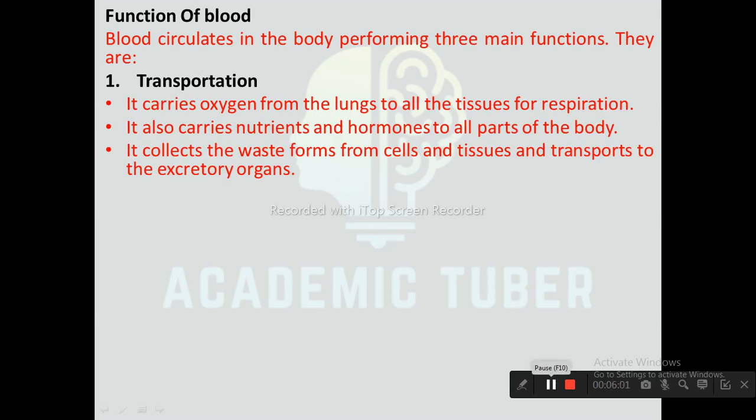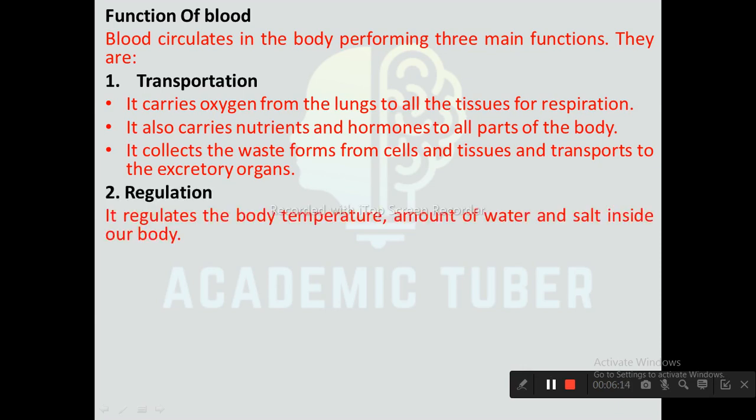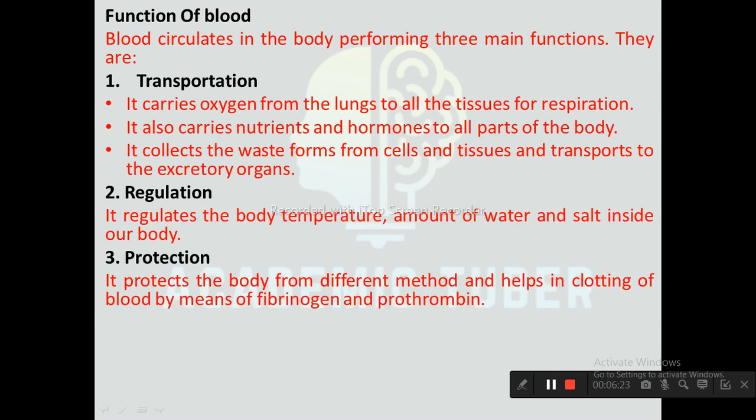Blood carries oxygen from lungs to all the tissue for respiration, and it also carries nutrients and hormones to all parts of the body. It collects the waste from cells and tissue and transports it to the excretory organs. Similarly, the next function of blood is regulation. It regulates the body temperature, amount of water and salt inside our body. And the third function is protection. It protects the body from different microbes and helps in clotting of blood by means of fibrinogen and prothrombin.